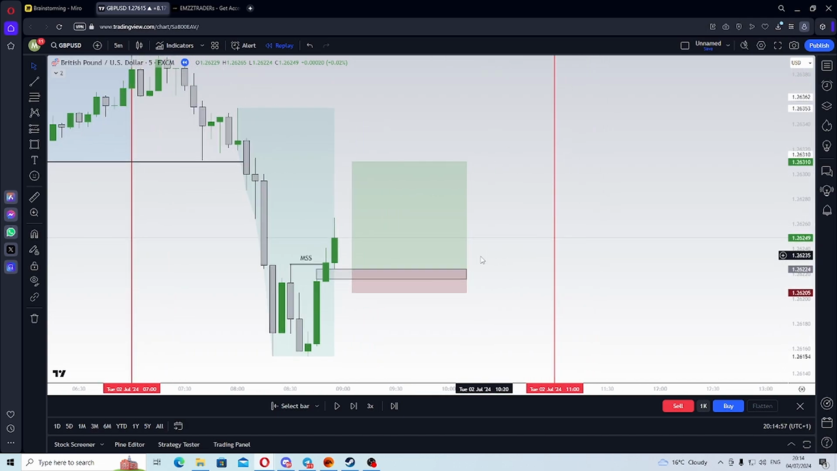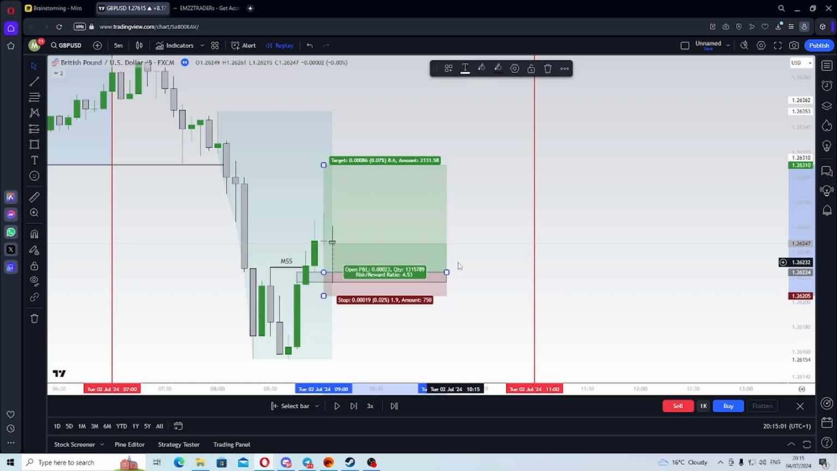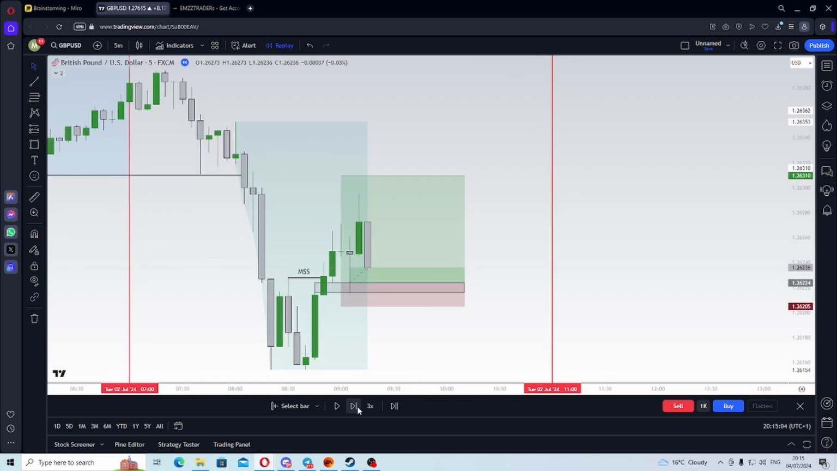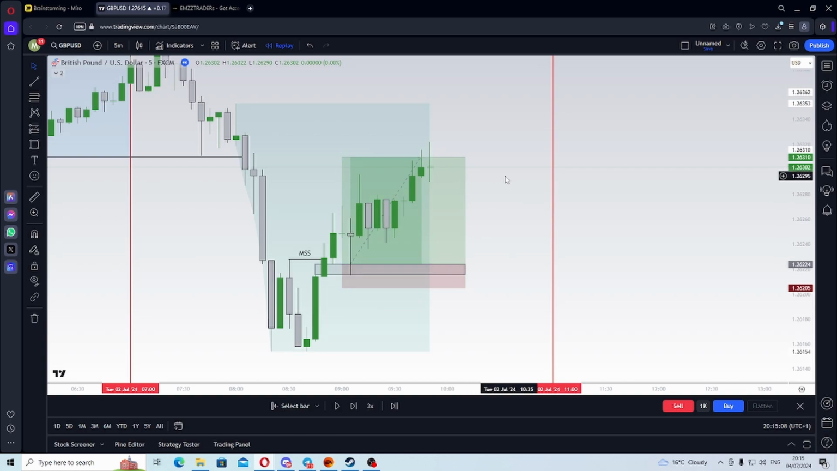Okay, now if I play price forward, you can see it enters. We do not get wicked out or anything. If I play price forward again, you can see that's going all the way up to the upside and it just smashes take profit so easily.